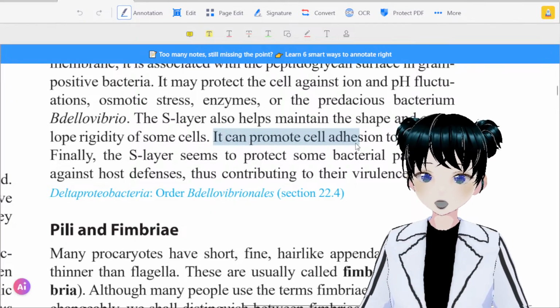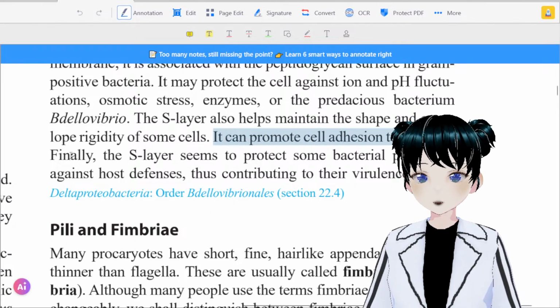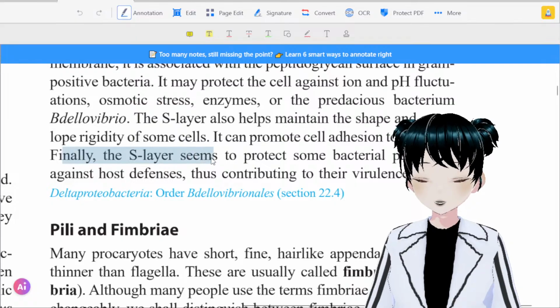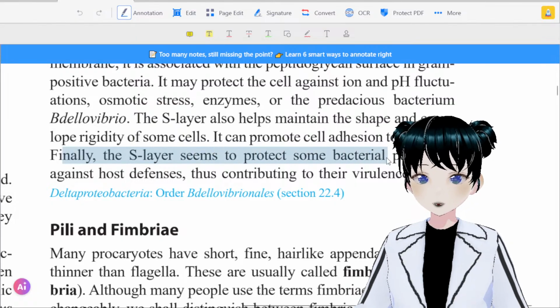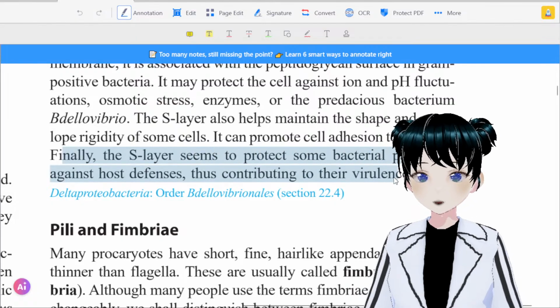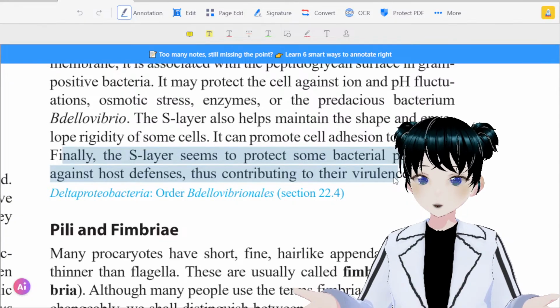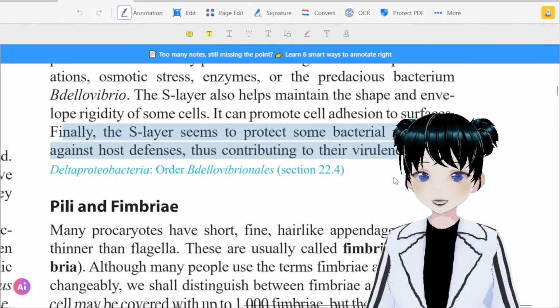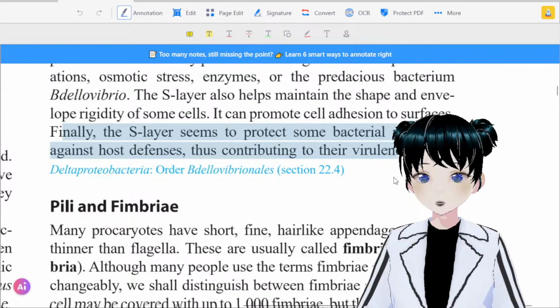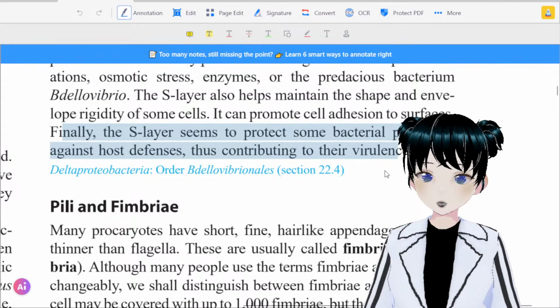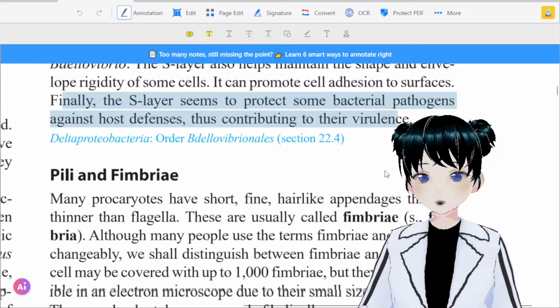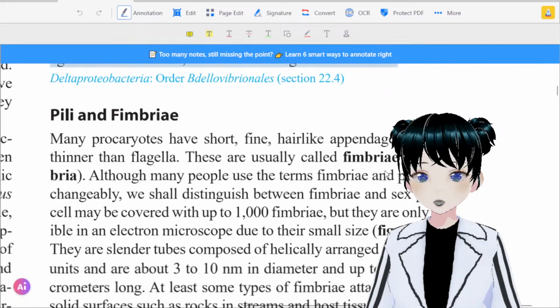It can promote cell adhesion to surfaces. Again, the same thing as the capsule and the slime layer. The S layer seems to protect some bacterial pathogens against the host defenses, contributing to their virulence. The S layer isn't as evasive of the immune system as capsules, but it still might help the bacterial strains fight against the host immune system.